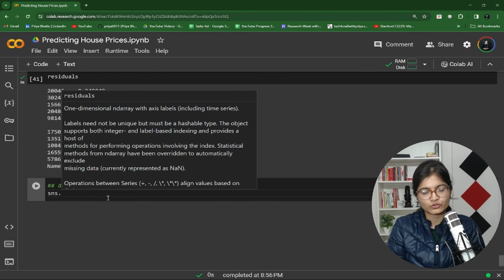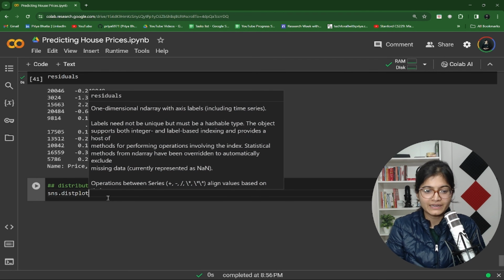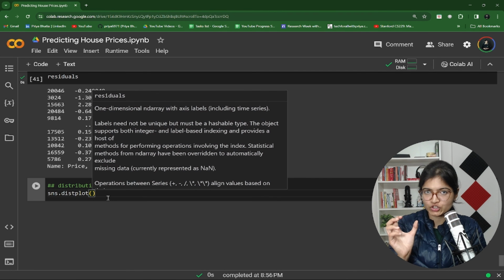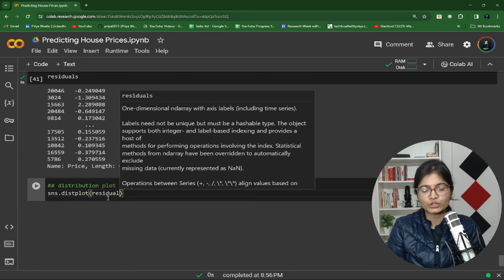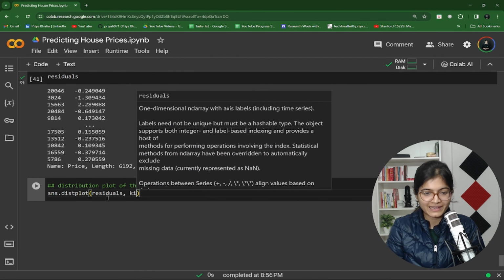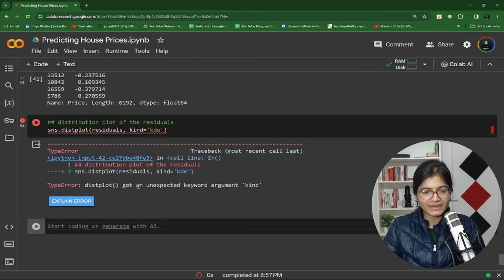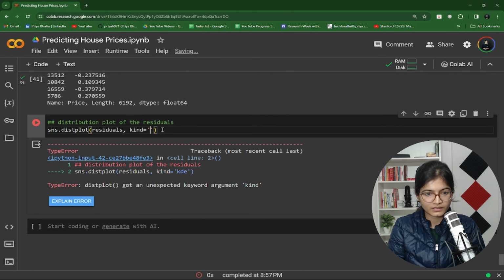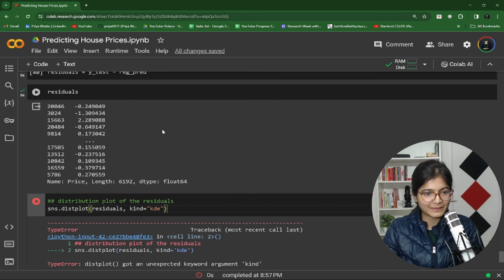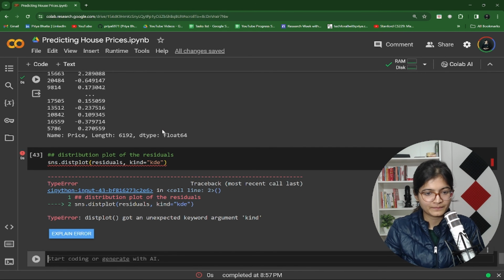Our way to implement this is sns.distplot. Distplot will give us the distribution plot of whatever data we want to see. For example, I want to see the residuals. And what kind of plot am I looking for? I am looking for KDE, kernel density estimation. So this will give me a plot. Let me just figure it out. Kind is equal to kde, if I'm not wrong, and the variable name is residuals, right? Let's see again.